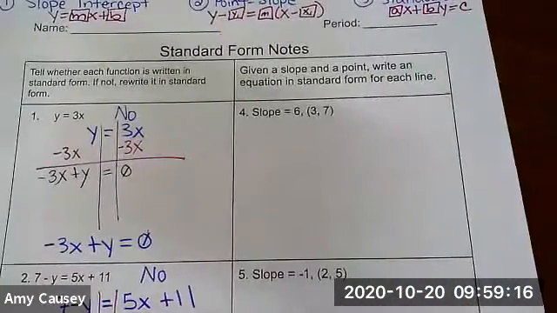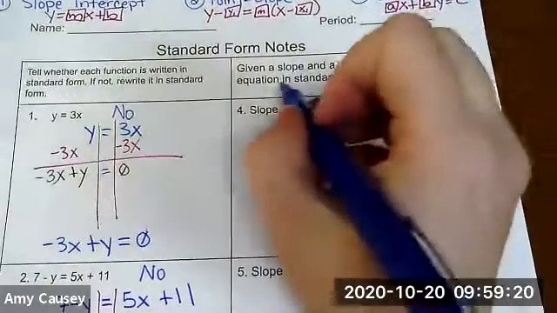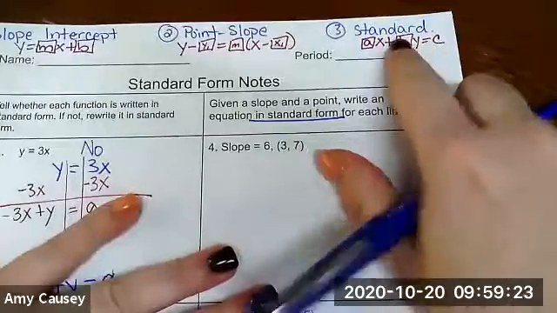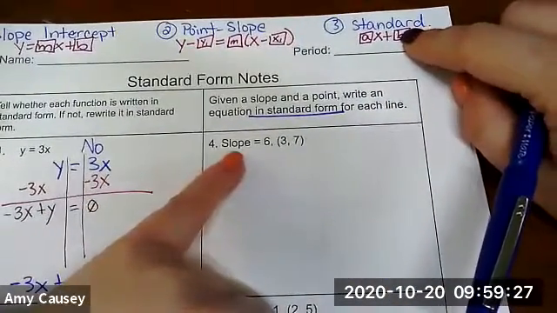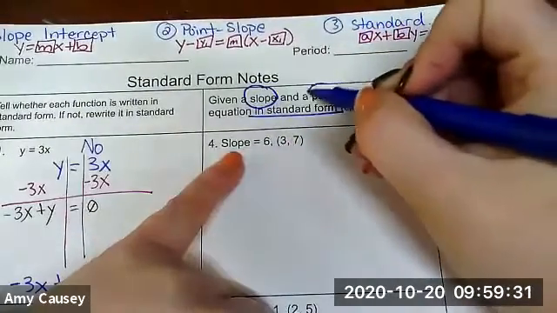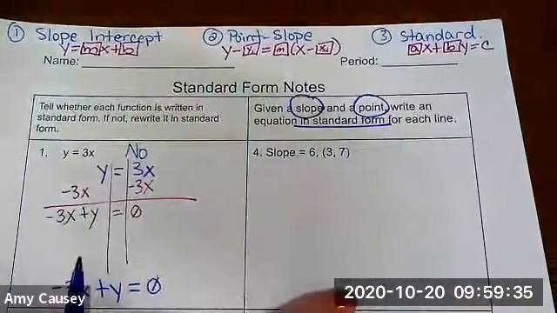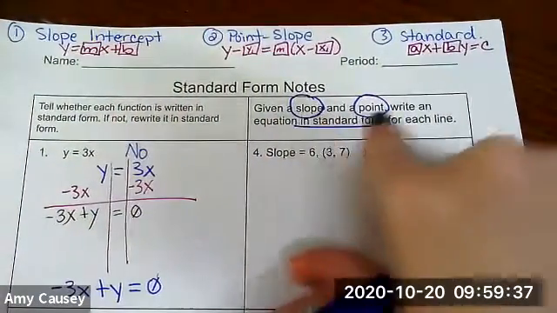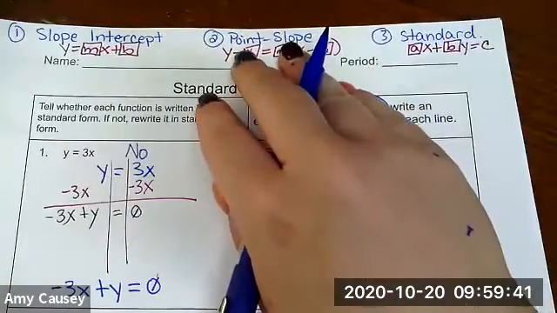So let's go to number 4. We are going to now write an equation in standard form, so just like this, for each line. There's a little kicker here. They've given me slope, and they've given me a point. Which of the forms up top would you have to write in if you're given a slope and a point? It would have to be point slope.